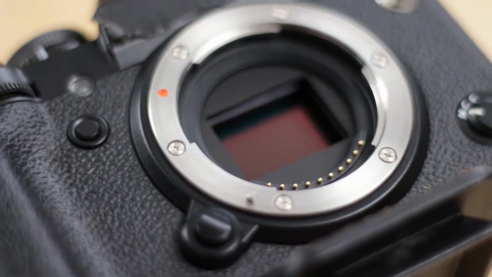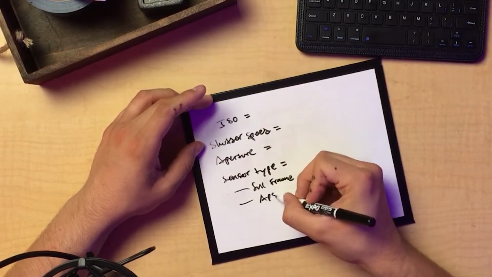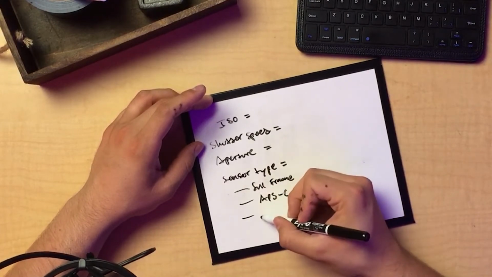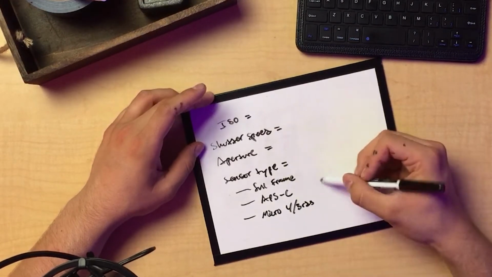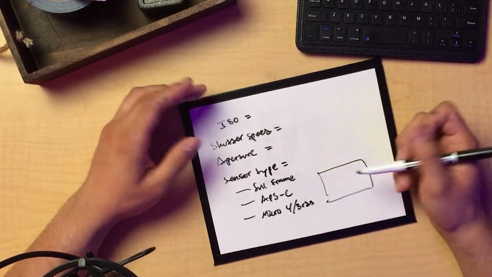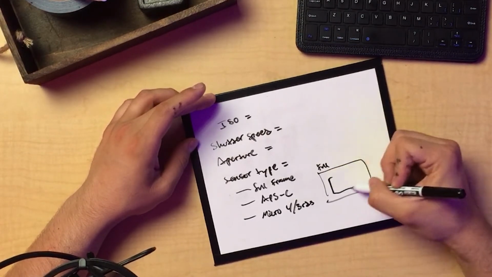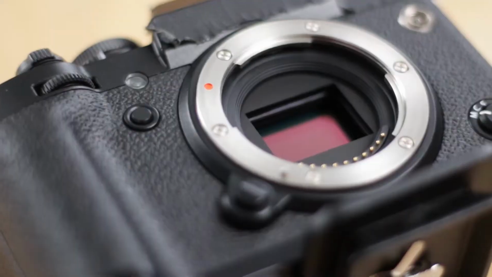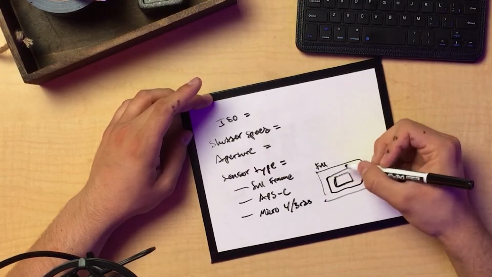Right, so I want to break these down for you real simple as well. Now, when it comes to sensor types, there's about 3 major ones out on the market today. You have full frame, APS-C, and micro four thirds. So you just picture them as the amount of crop that the frame will give you, right? So if this is full, APS-C will be roughly 1.6 crop, and then micro four thirds will be a smaller sensor, right?